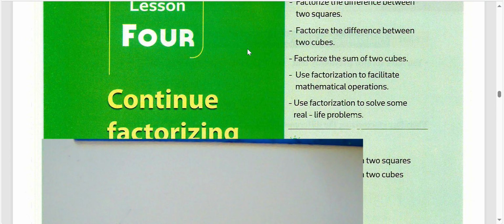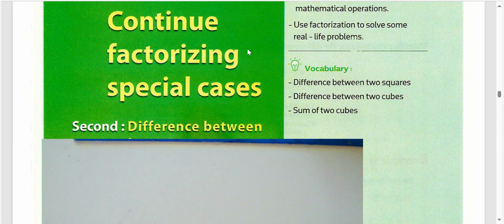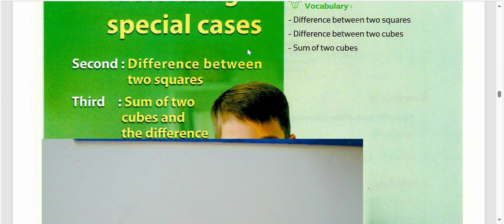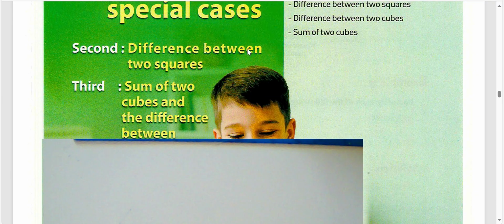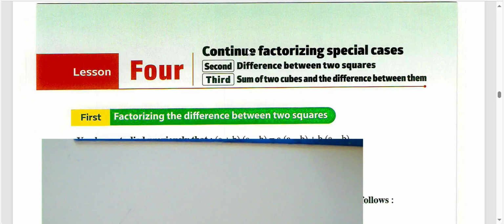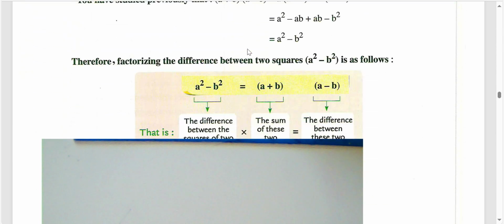Continuing from the Al-Moaser book, lesson number 4, unit 2, continue factorizing special cases. Second lesson, difference between two squares. Also the sum of two cubes and the difference between them. Look with me at factorizing a power 2 subtract b power 2.